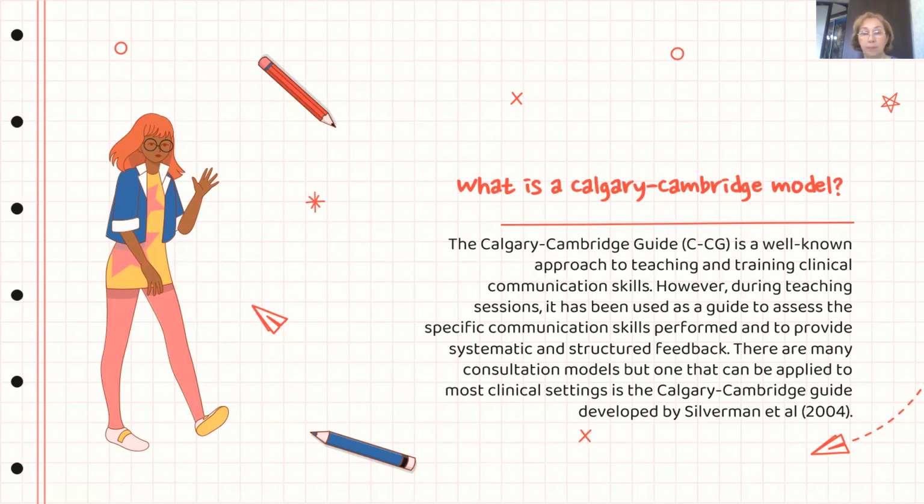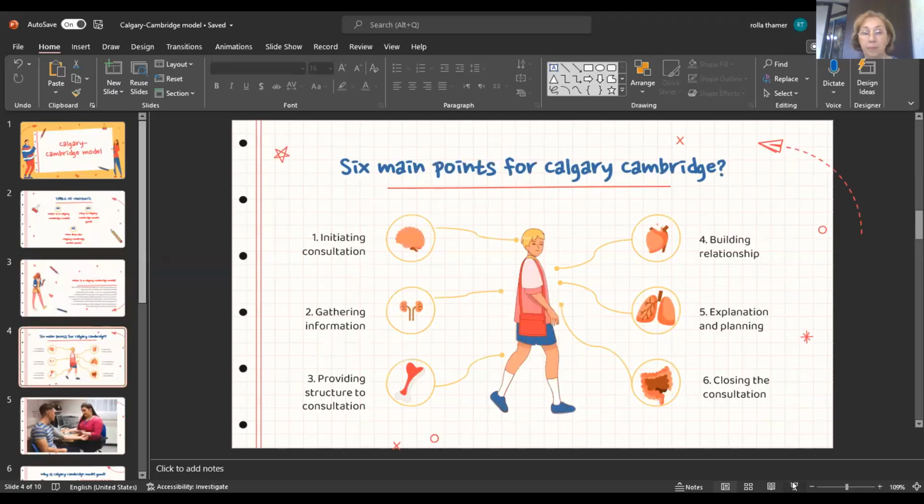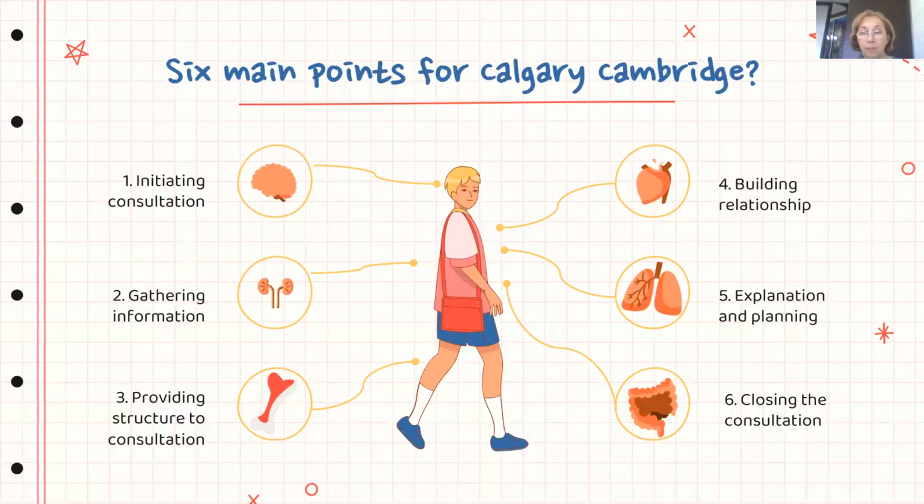The Calgary-Cambridge model is a model of the veterinary consultation, meant to help students learn communication skills by adding the relational process. And the Calgary-Cambridge model is for good communication.